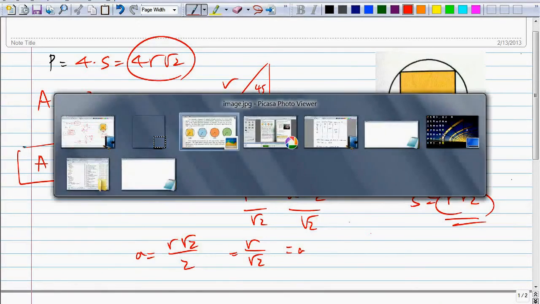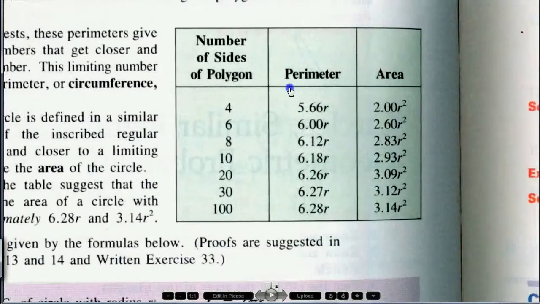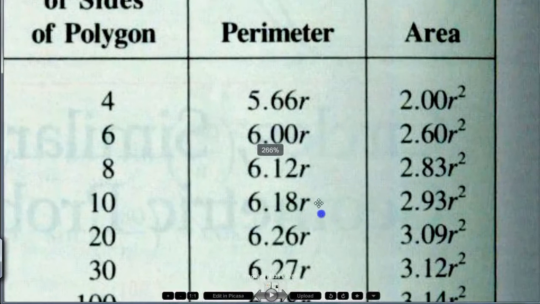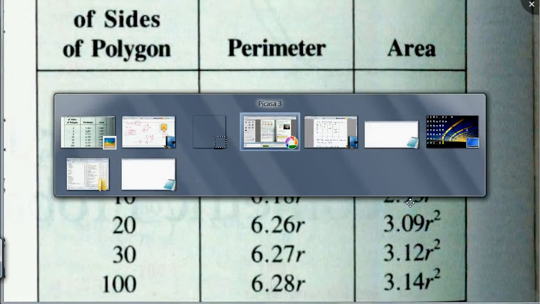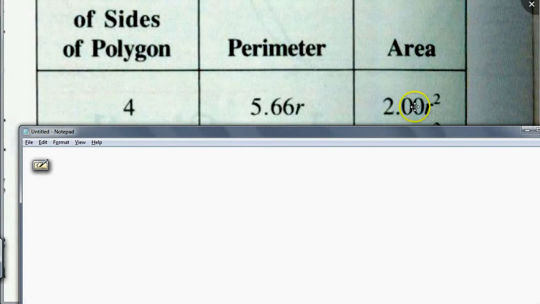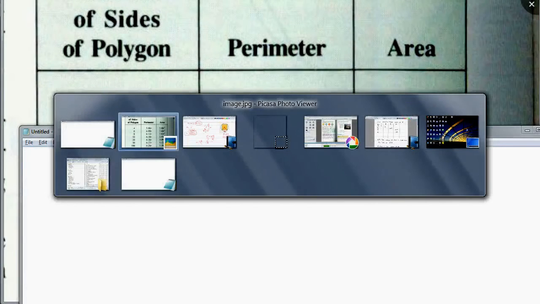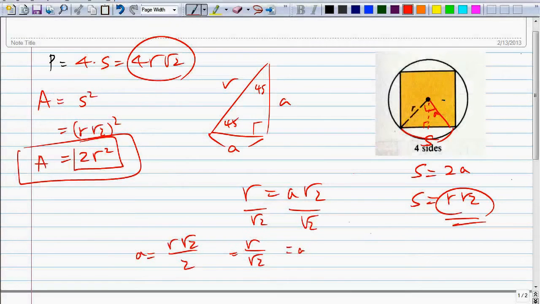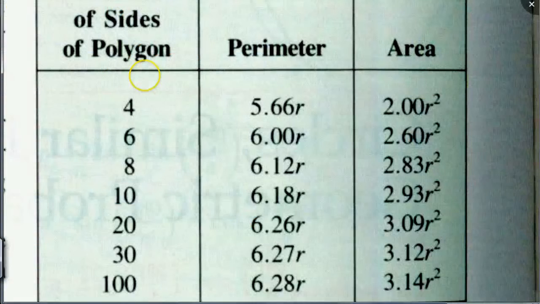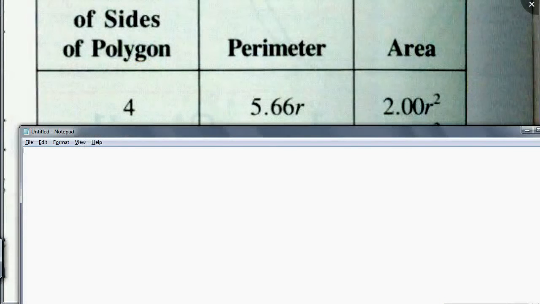So here, they actually did this for us too. Look, let's go down here. You see how number of sides is 4? They got us the perimeter, and then the area, 2R squared. That's what we got, right? Yeah. What did they get? 5.66 R. Pi? We didn't involve any pi in this square. We said the perimeter is 4R rad 2, right? But here they say that it's 5.66 R. Yeah, you just multiply 4 times rad 2, right? That's about 5.66. So they just gave us the approximation. Is that okay? Yeah.